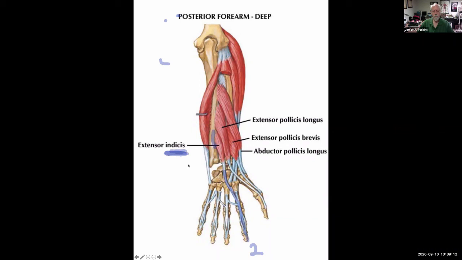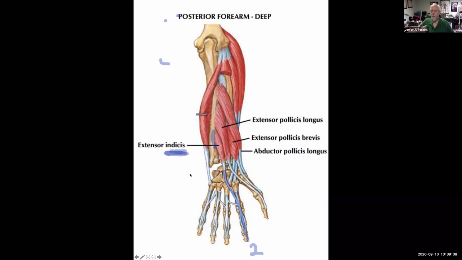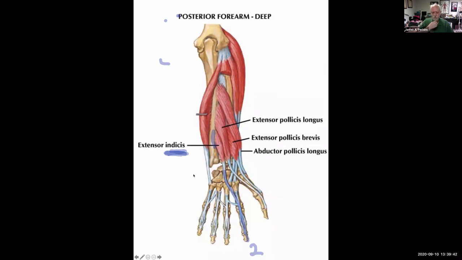So just like the extensor digiti minimi was a muscle involved just in extending the pinky, you also have this deeper muscle here involved in just extending the joints of the index finger. So it's relatively easy to extend your index finger and your pinky finger independently of the other digits. But if you try to extend just your middle finger, or especially your ring finger, it's very difficult to extend any one of those digits independently of the others.